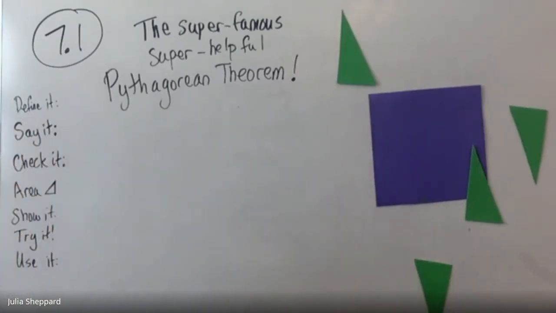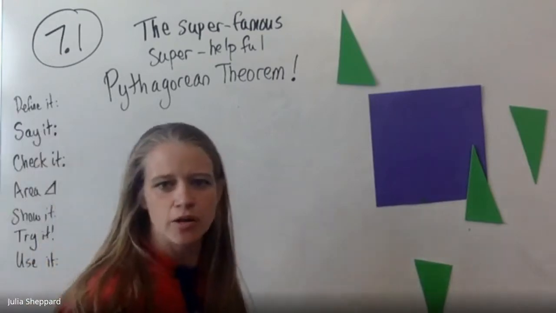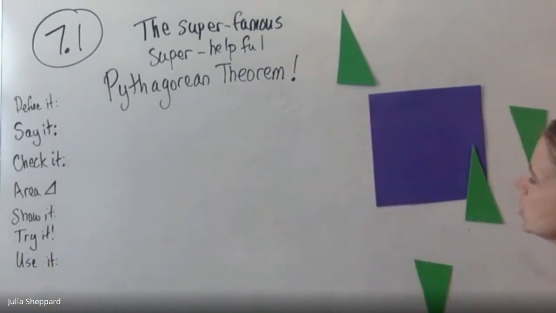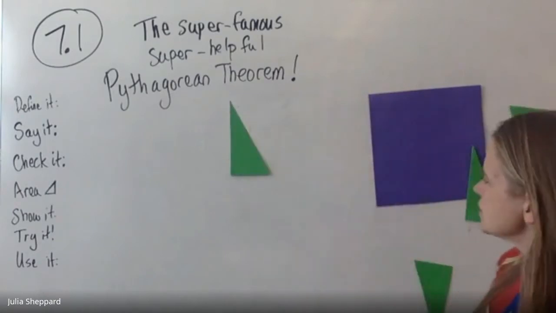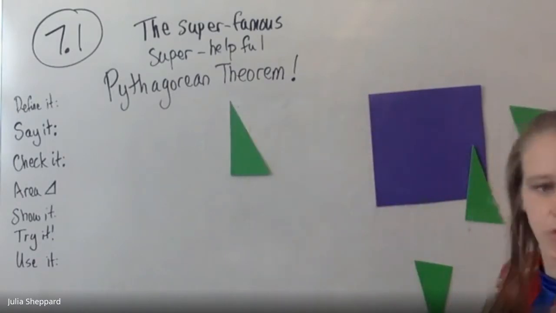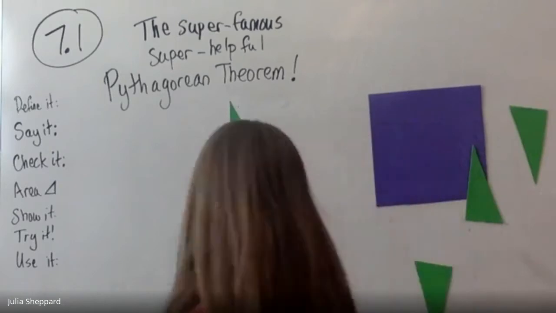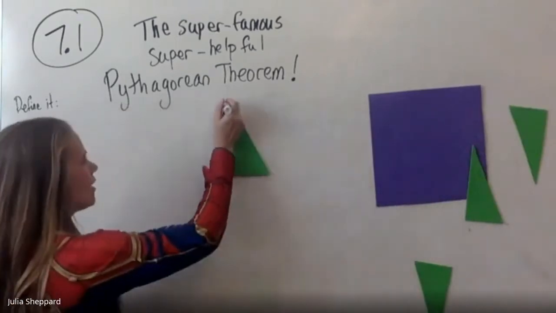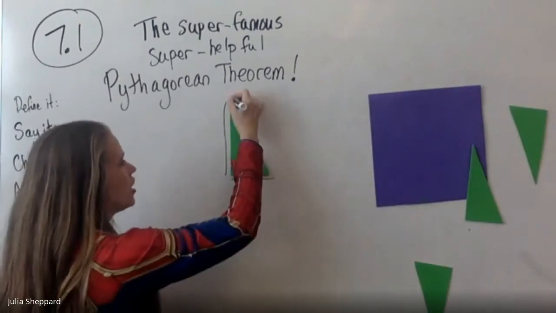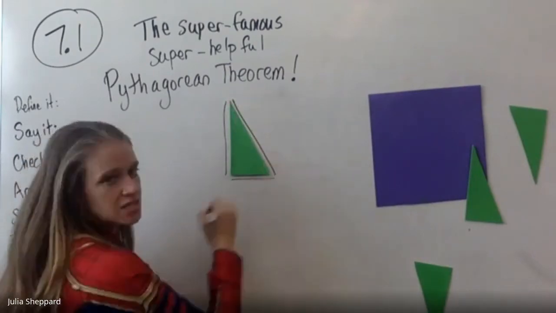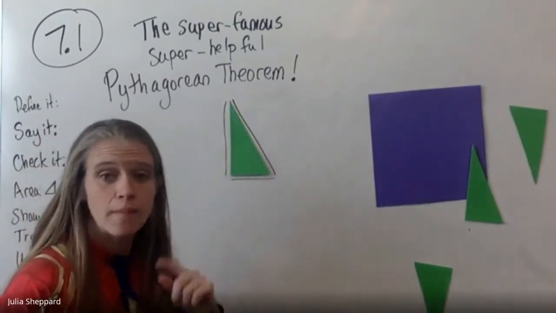It's like hippopotamus, hypotenusi, whatever. So those are legs and hypotenuse. And what the Pythagorean theorem says is, if you have the length of one leg and the length of another leg, you can find the length of the hypotenuse without measuring.